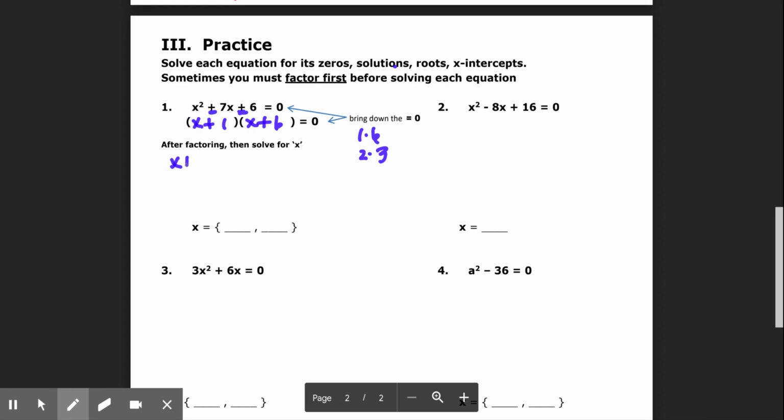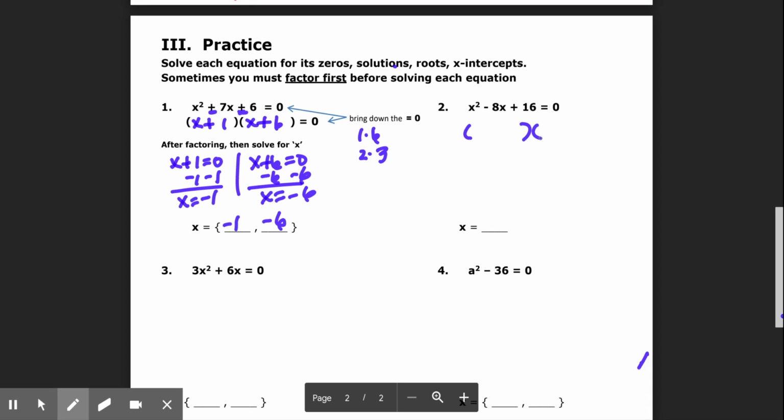So x plus 1 equals 0. Subtract 1, so x is a -1. And then x plus 6 equals 0. Subtract 6. They're just the opposite of what you see. So that'll be a -6. All right, let's take a look at number 2.